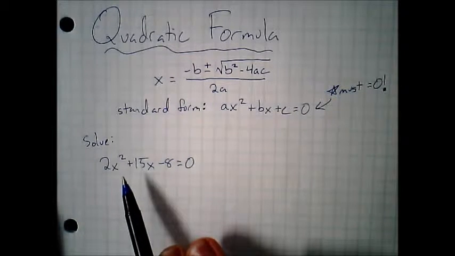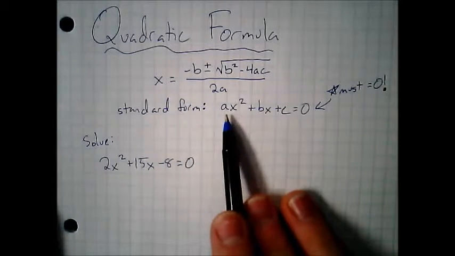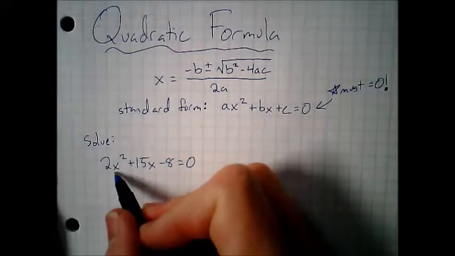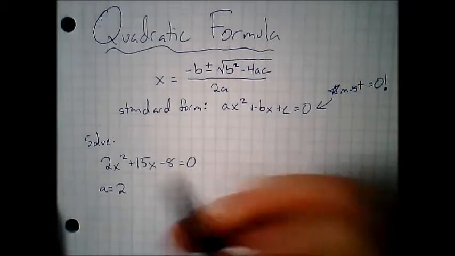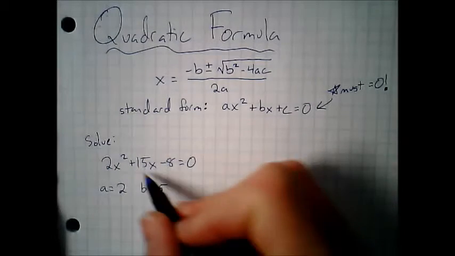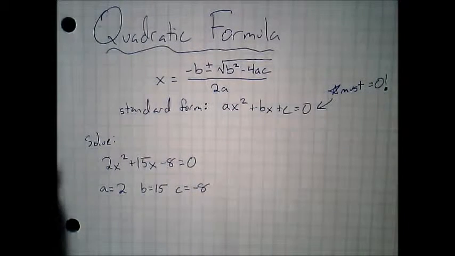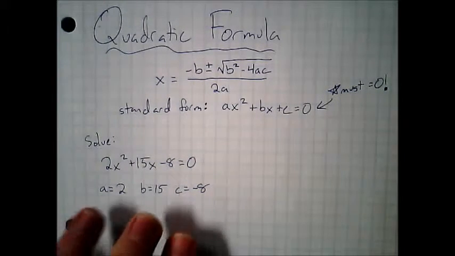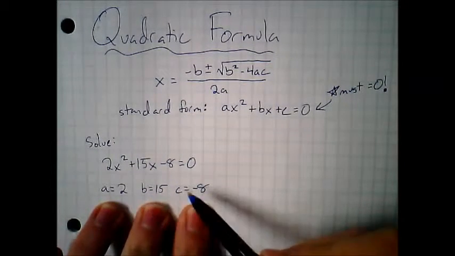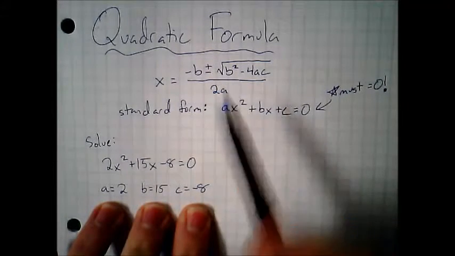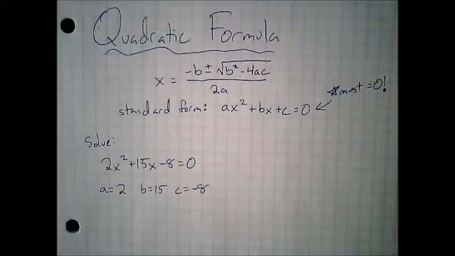So the very first thing we want to do is identify what our a value is, what our b value is, and what our c value is. Well, a is just the coefficient of x squared. So here we have 2x squared, so a equals 2. b is just our x term, so b equals 15 because we have 15x, and c equals, well, we have minus 8, so c equals negative 8. Okay, so we identified our a, b, and c. So now what we want to do is take the time to neatly and appropriately substitute these values into this formula, because no matter what formula we have, whenever we're given the values, we just substitute them into our formula.